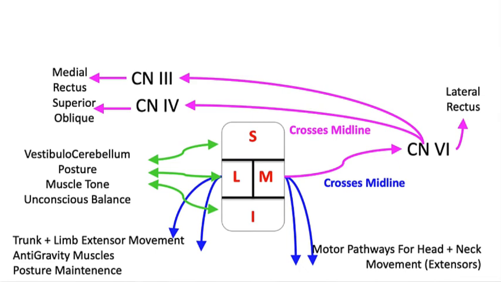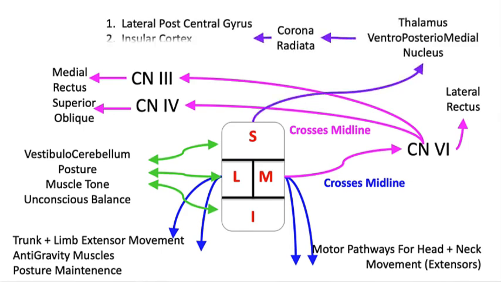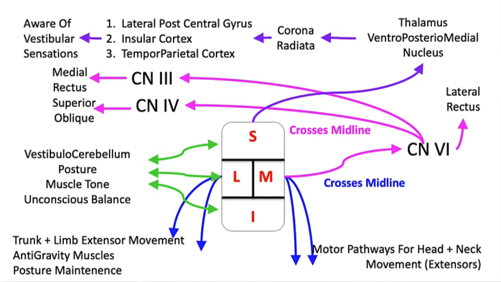The last phase of vestibular nuclei output is the up-up, and this goes via the thalamus. The superior vestibular nucleus sends its afferent to the thalamus via the ventroposteromedial nucleus. It then goes to the corona radiata, and then has 3 different connections: the lateral postcentral gyrus, the insular cortex, and the temporoparietal cortex. And this is how we become aware of our vestibular sensations.